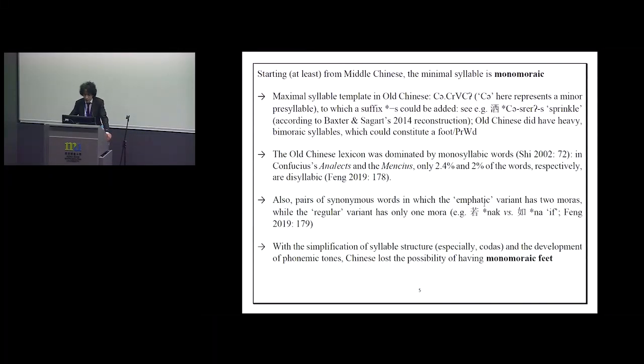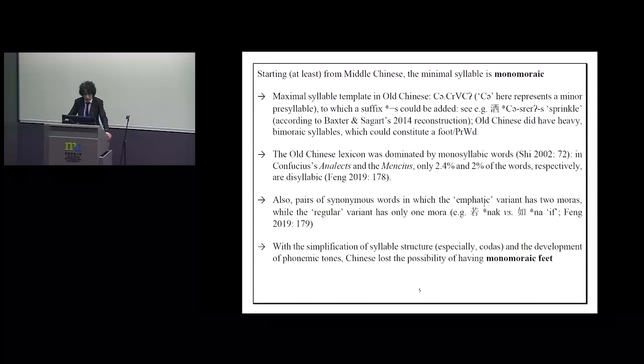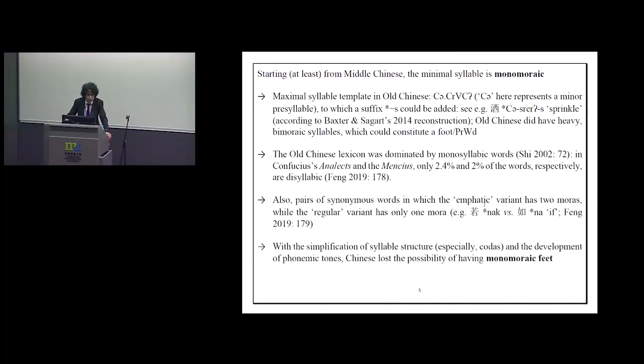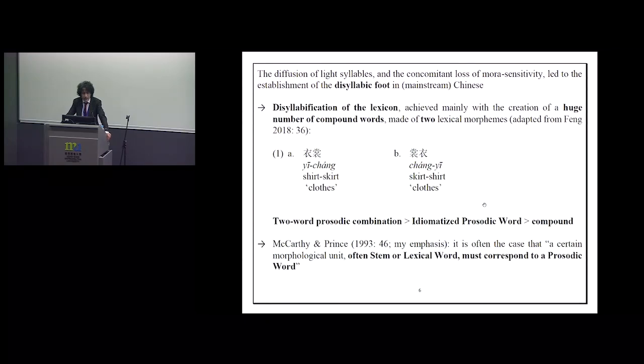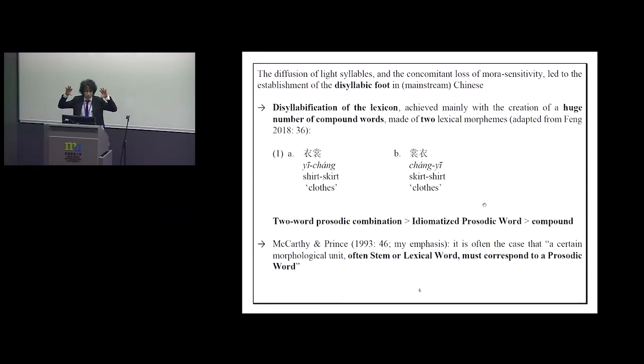With the simplification of syllable structures, especially in the coda part of the syllable, and the development of phonemic tones, Chinese lost the possibility of having monomoraic feet. So basically, this led to the establishment of the disyllabic foot in Chinese, at least in the mainstream Chinese tradition.